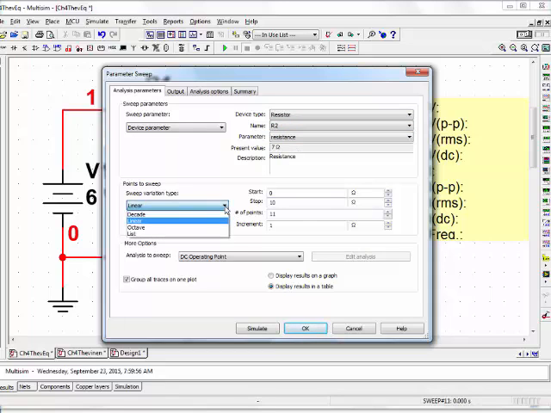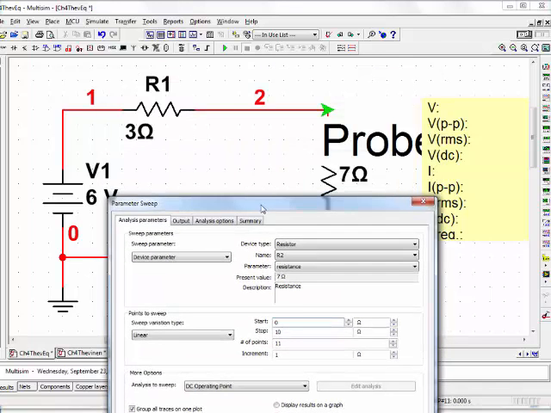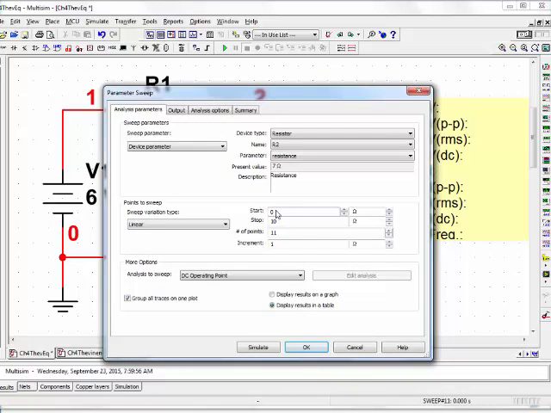So I'm going to do a linear sweep. I'm going to start it at 0 ohms and go to 10 ohms. I expect the maximum power transfer to occur at 3 ohms. So okay, we'll start at 0 and go to 10 ohms. If I pick 11 points, so that's 0, 1, 2, 3, 4, 5, 6, 7, 8, 9, 10, that's 11 points, then that's an increment of 1 ohm.